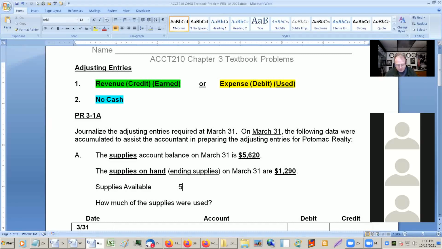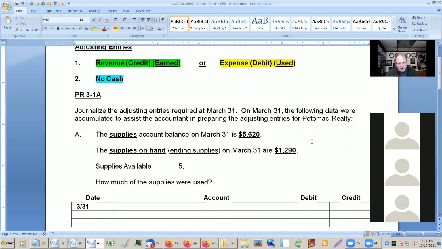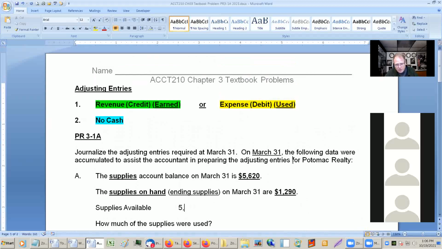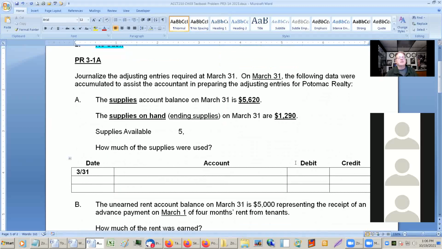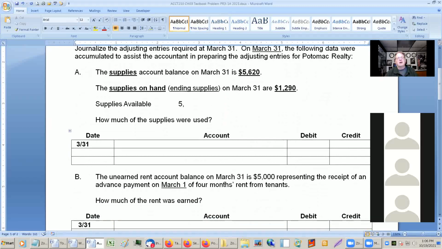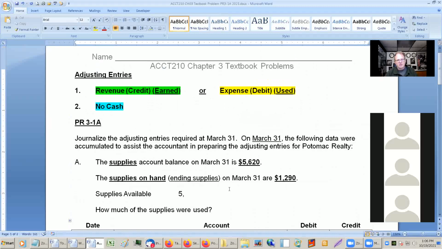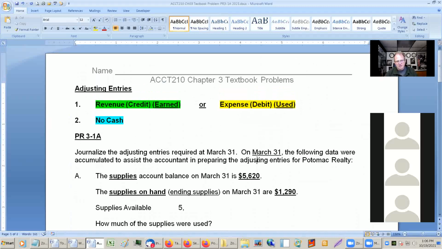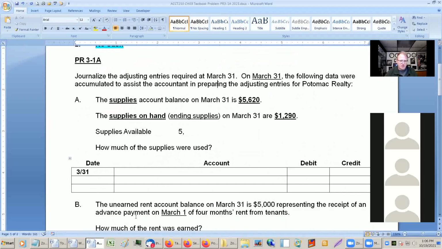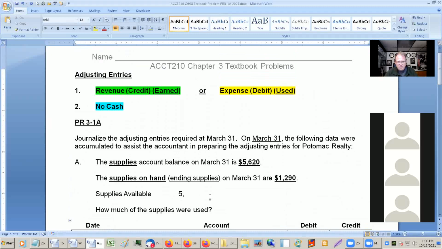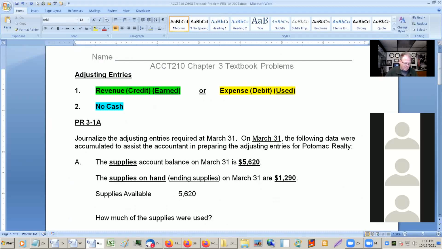Is this for the whole year if it's from March 31st? I think that this was for March 1st to March 31st. Let me take a look. Yeah, I think it starts on March 1st. Now, again, for this one, you don't really need to know that, but for this next one, you do. So what is it, 5,620? Yeah, so apparently they're making the financial statements every month.